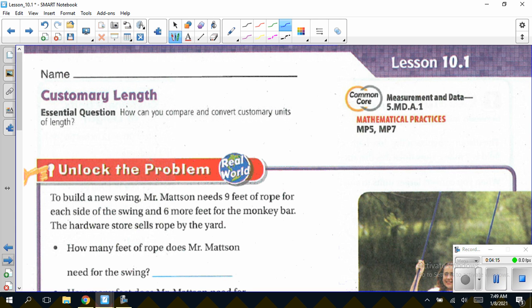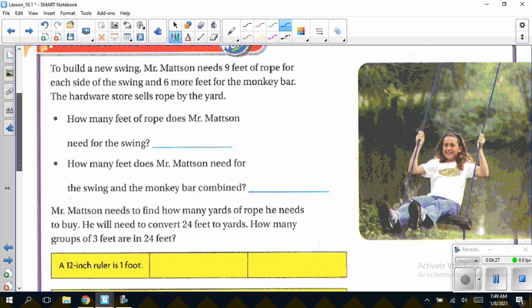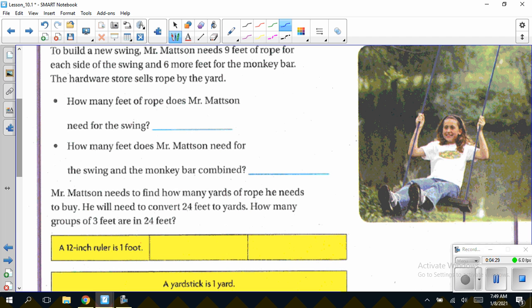Now moving on to the textbook on page 585, our essential question is asking, how can you compare and convert customary units of length? Under Unlock the Problem, it says to build a new swing, Mr. Matson needs 9 feet of rope for each side of the swing and 6 more feet for the monkey bar. The hardware store sells rope by the yard. How many feet of rope does Mr. Matson need for the swing?